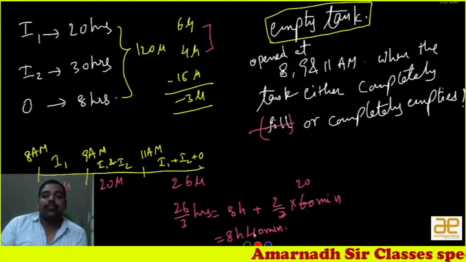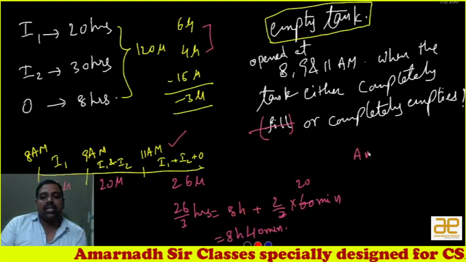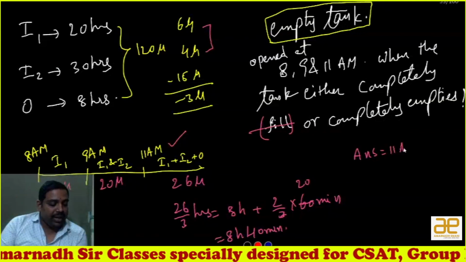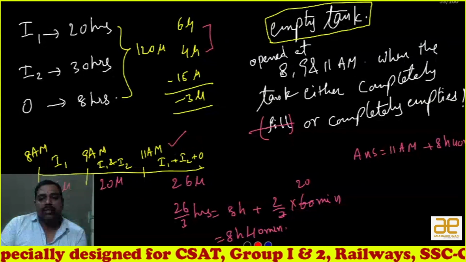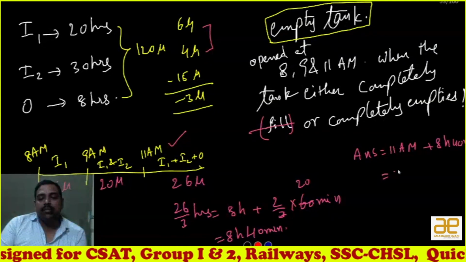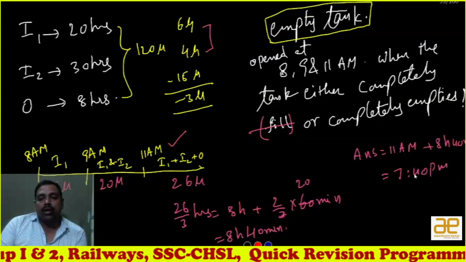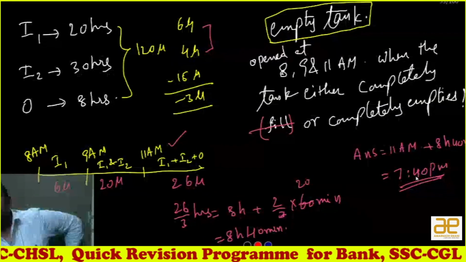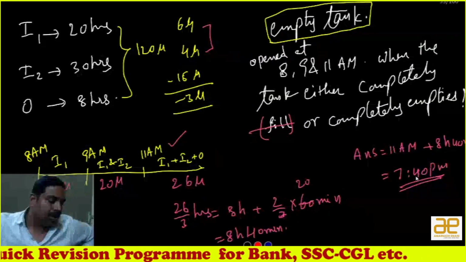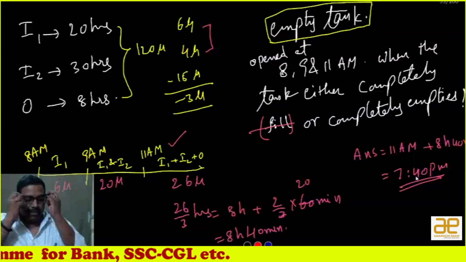To empty the tank, that is from 11 o'clock. So the answer is 11 a.m. plus 8 hours 40 minutes. So 19 means 7:40 p.m. Okay, do you understand? Come on, respond once. So I'll go to the next model and the last model in time and work.